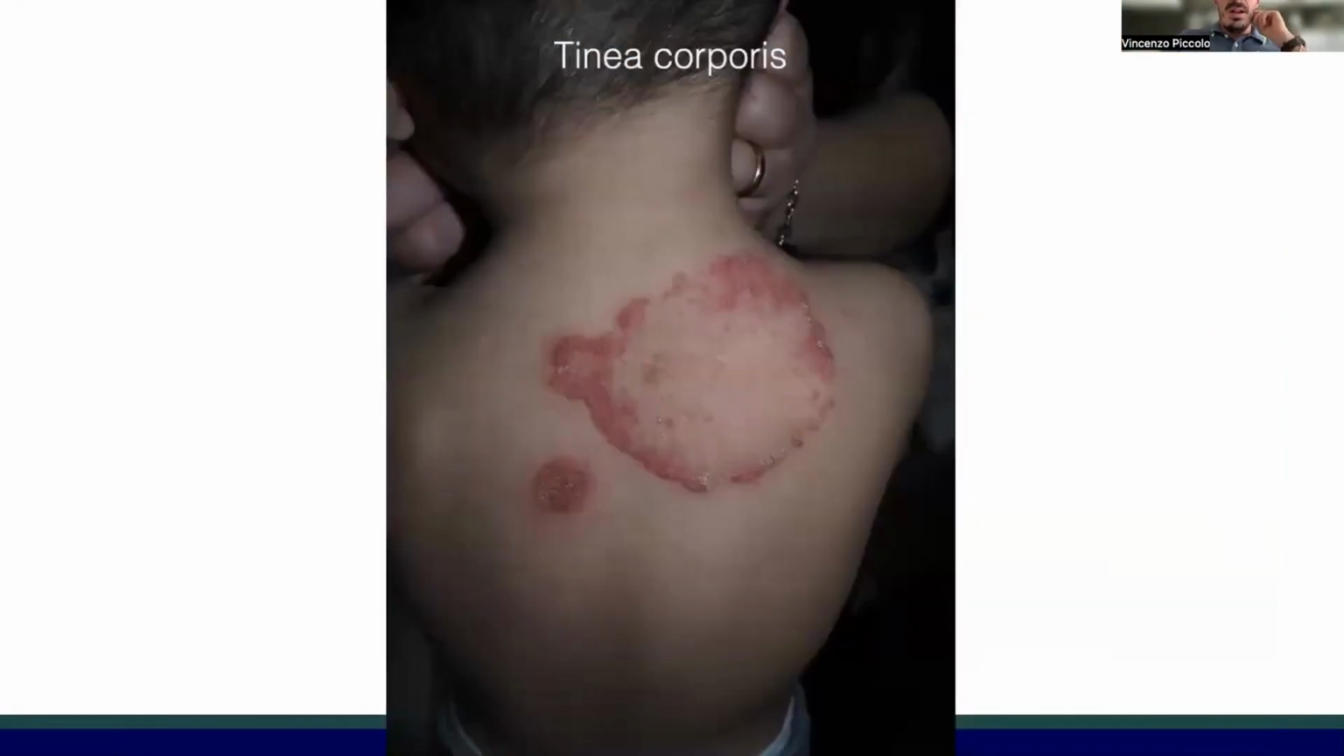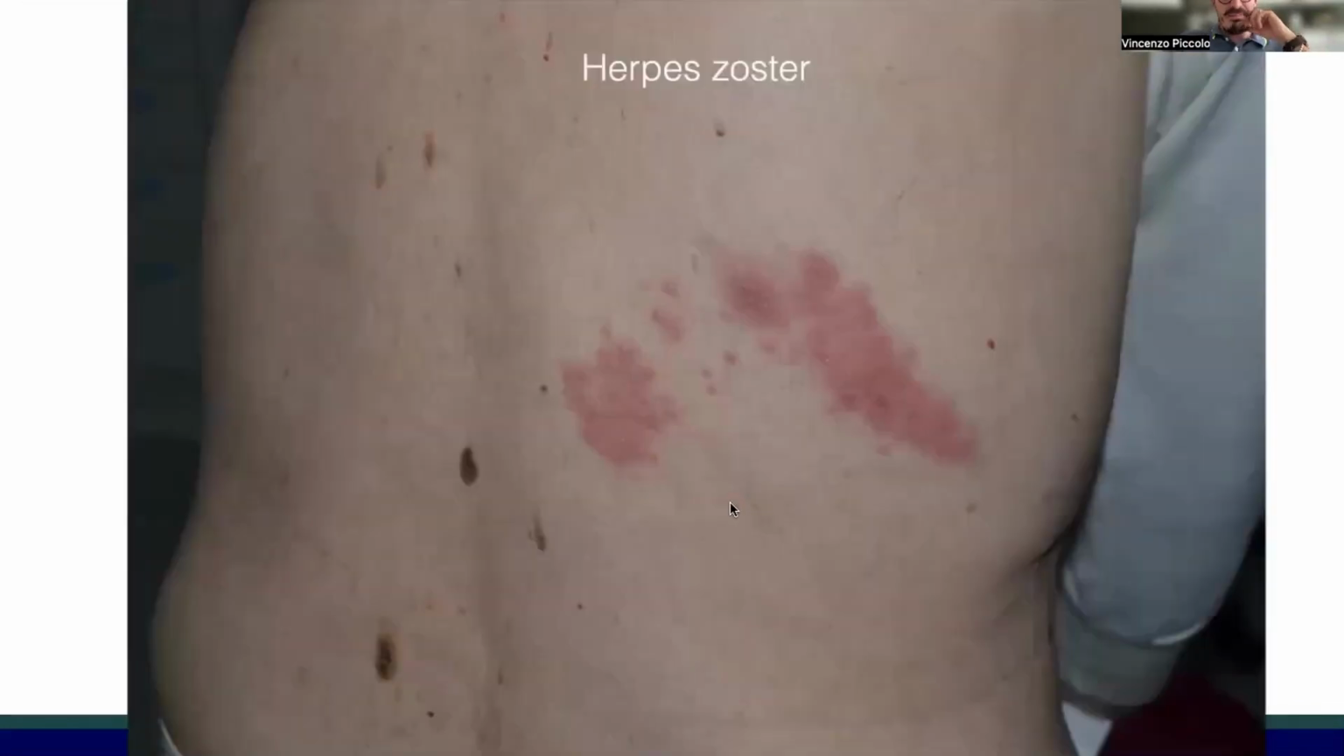Tinea corporis, again. This is a case of ringworm of the back in a child with a large lesion characterized by a border of progression, some pustules, and some satellite lesions that start from the main one. In this case, a dermatophyte is involved in the etiology of this condition, and griseofulvin is necessary to treat it because of the low rate of self-resolution of this case.